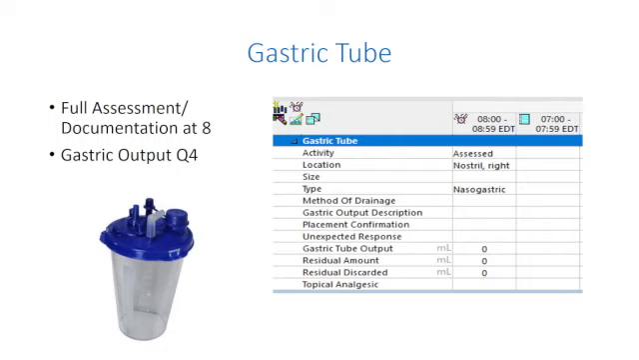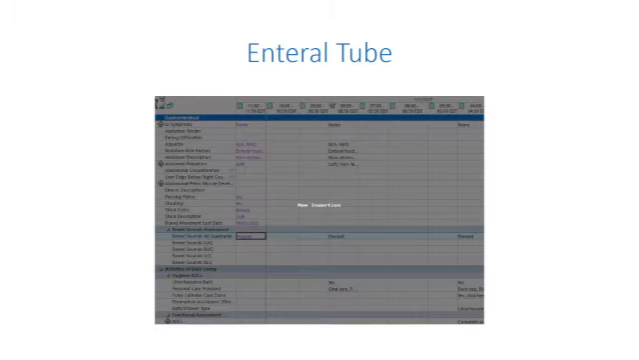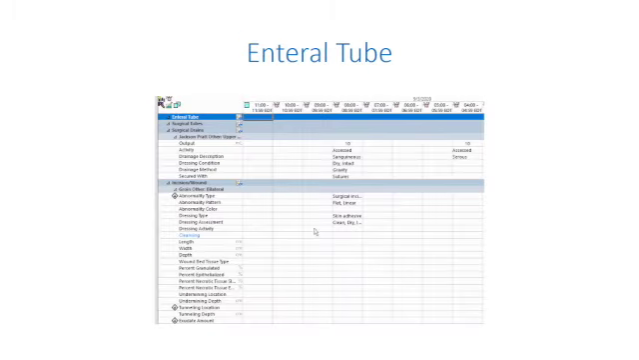You're going to do a full assessment at 8 o'clock. You're going to say the activity, assess it, where the location of the gastric tube is, what type it is, the gastric output, if there's any residual, and whether the placement has been confirmed by x-ray or by auscultation, so everything that is pertinent to your patient. Enteral tube is very similar.